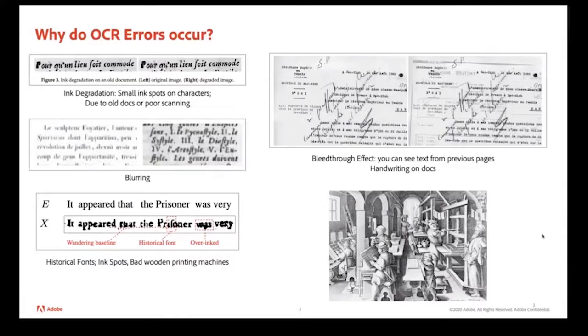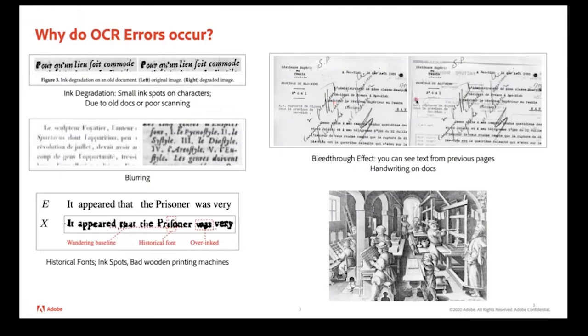First off, because of the documents. You can have ink degradation in documents, where you just see some ink spots because they get old, or because of poor scanning, or blurring, or old historical fonts. Then there's the bleed-through effect, which is when the same page has both front and back printed, so what is on the back side you can see on the front. Or it could be handwriting on pages.